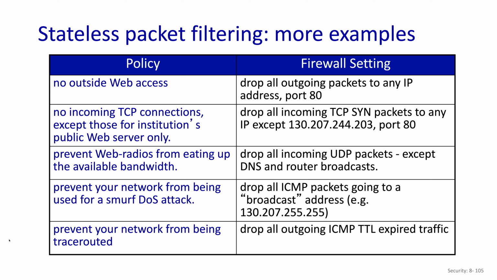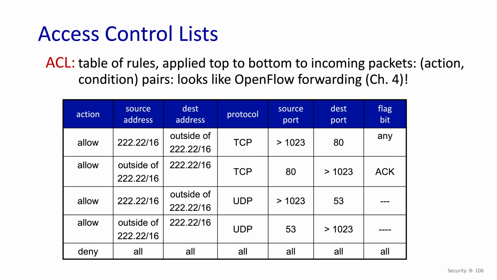And our last example is to break traceroute. And this can be done by dropping all outgoing ICMP TTL expired messages. So these rules are going to be implemented as a table, commonly referred to as an ACL, an access control list. And access control lists have been around forever, and this is essentially what OpenFlow forwarding decisions are based on, only with more fields available in the OpenFlow case.